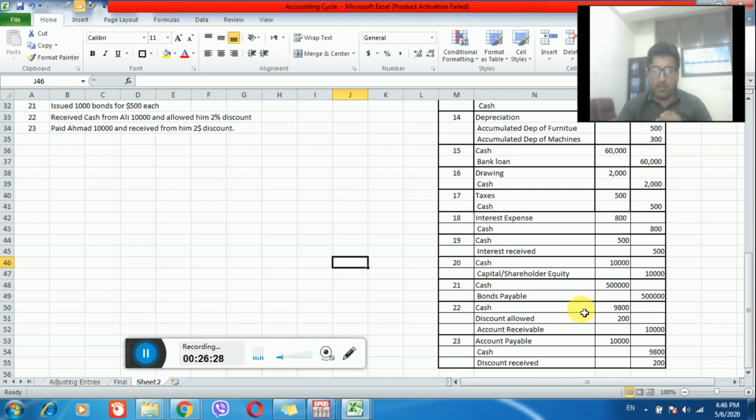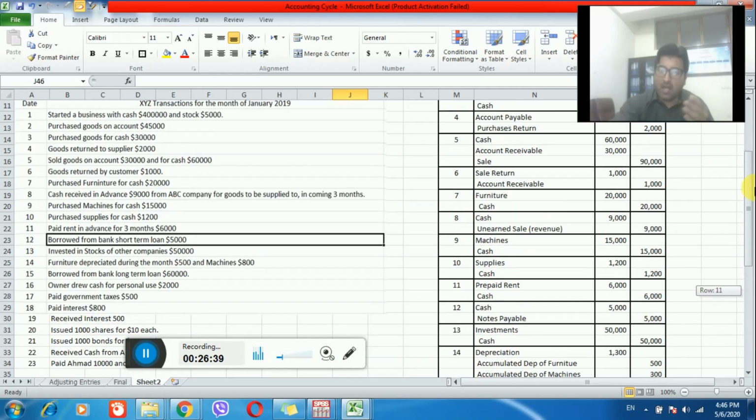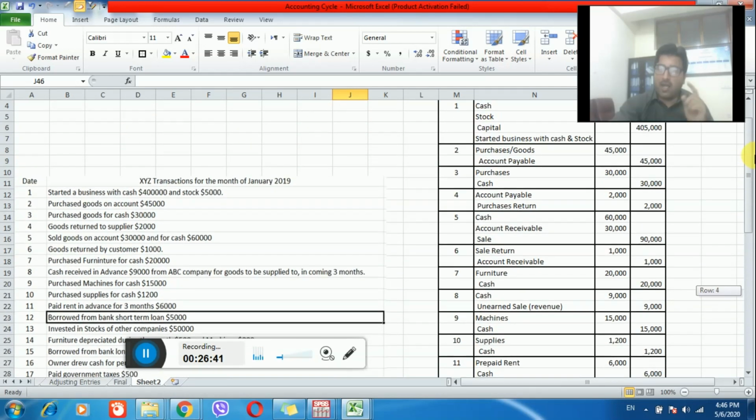And after this lecture, in the coming class, we will discuss the trial balance, the ledger accounts, how to make ledger accounts from the general journal entries.